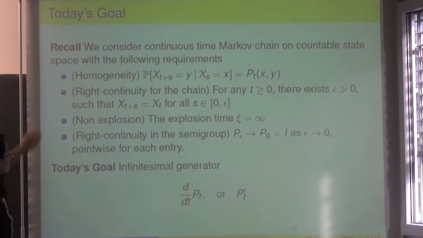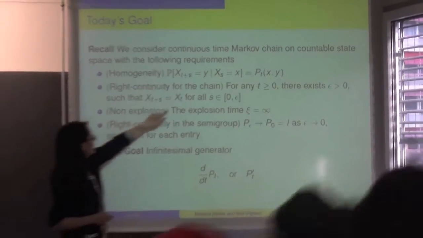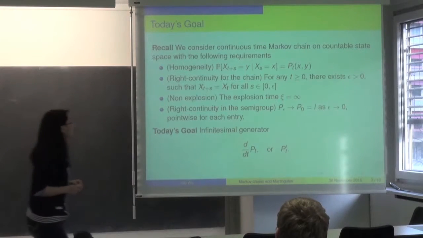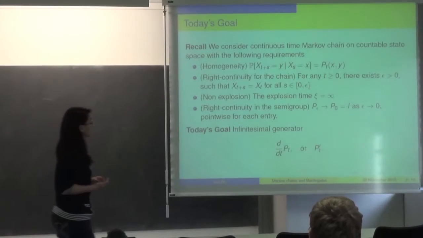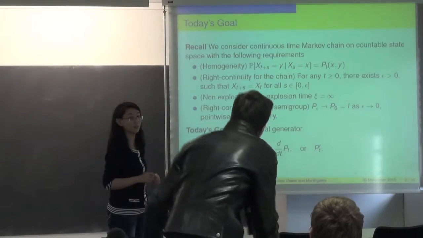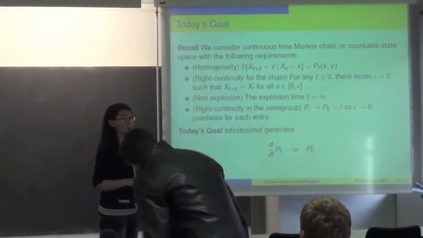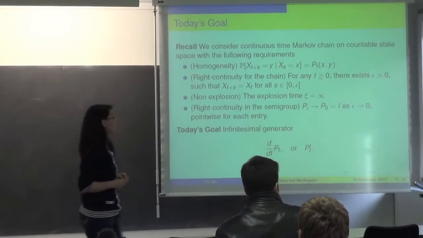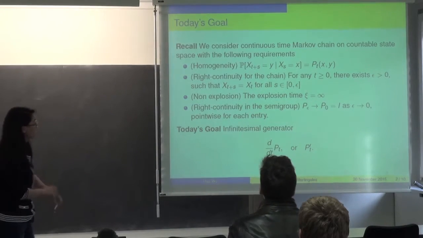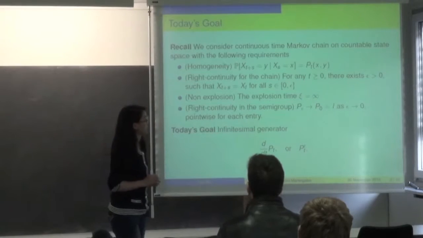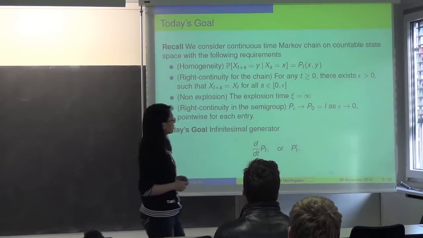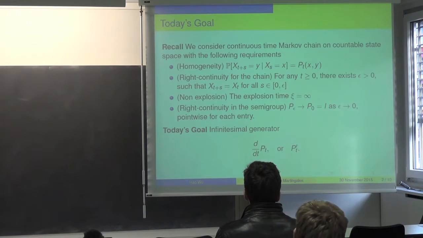And since our Markov chain only takes values in a countable state space, this means that at each time, the Markov chain will stay there for a short time at least. And next, we require the process has no explosion. So it either jumps all the way, or it stays at some state forever, but it can't jump too much. Okay, the last requirement is the right continuity of the semi-group. So we require that the semi-group of the process, P epsilon, decreases to the identity matrix as epsilon goes to 0.